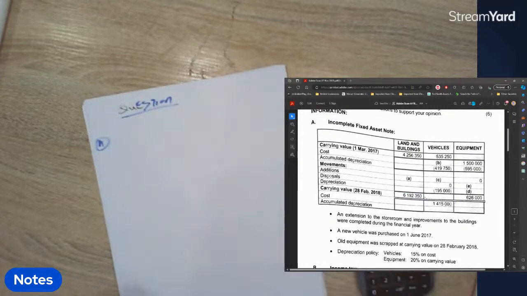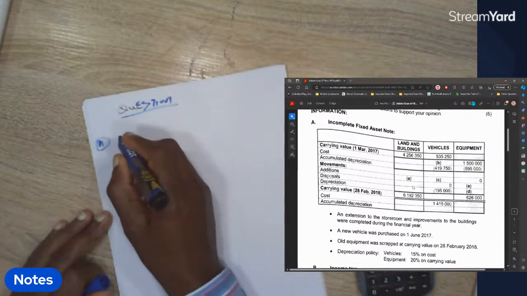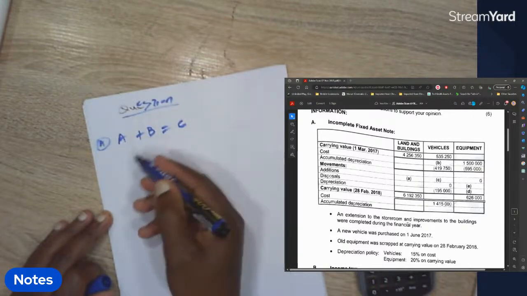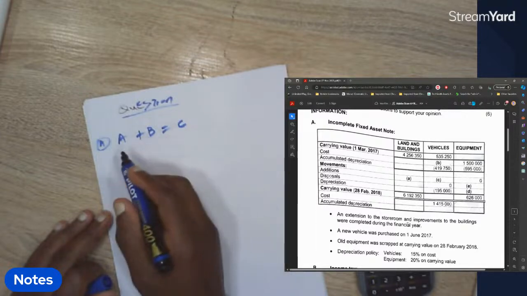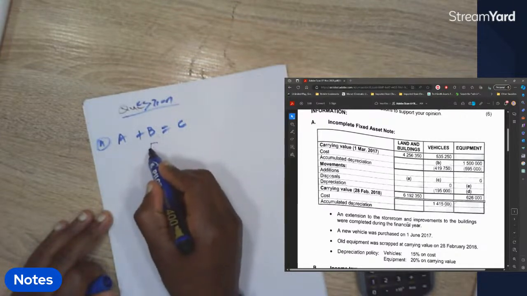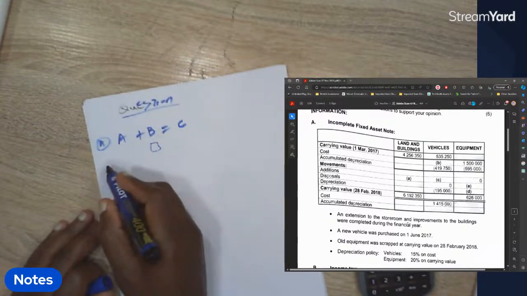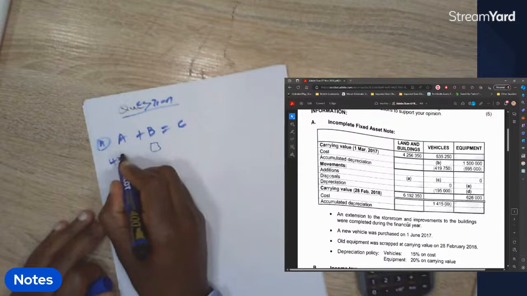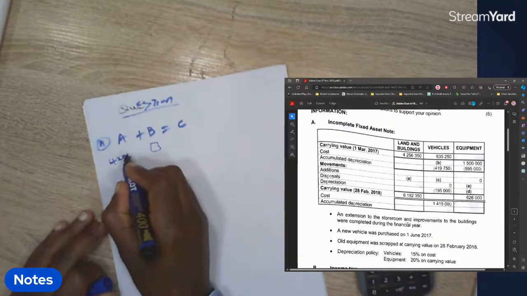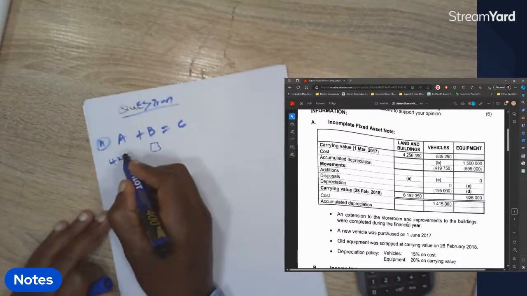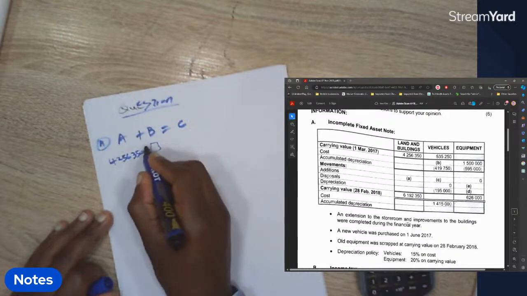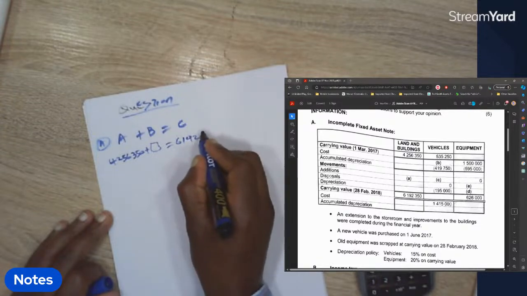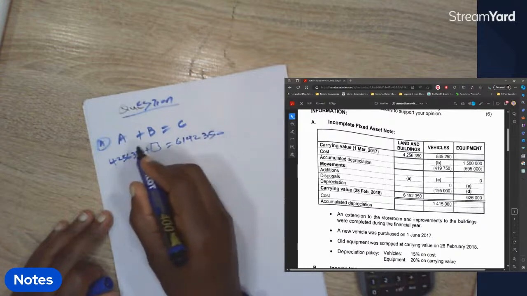But now, since A is in the middle, in order to get that figure down there, we have to say A plus B equals C. We are doing simple grade 1 mathematics. A we already have, 4,256,350, plus B, which we don't have, but we have C. We simply transpose. Everyone can get this one.